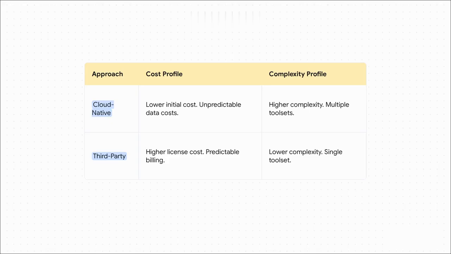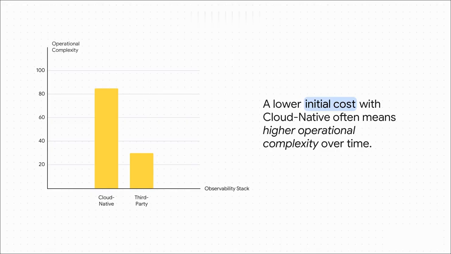The third-party platform flips that script. You're going to pay more for the license upfront, for sure, but the payoff is simplifying your operations with just one tool and one skill set to worry about. This chart really just paints the picture of what we were just talking about. Going cloud native means you're trading a lower bill today for a lot more operational headache tomorrow. A third-party platform means you're investing that money up front to reduce that long-term burden. So the real question you have to ask yourself as an architect is, what's more valuable to us right now, our budget or our team's sanity?